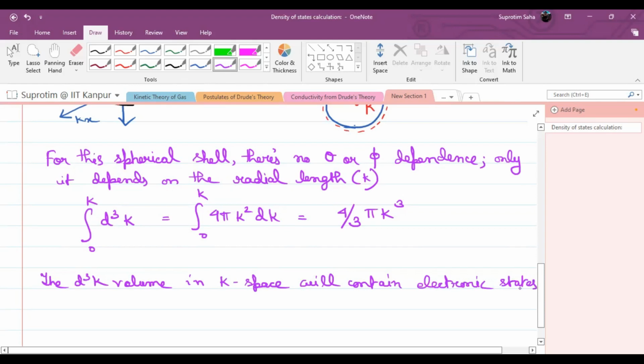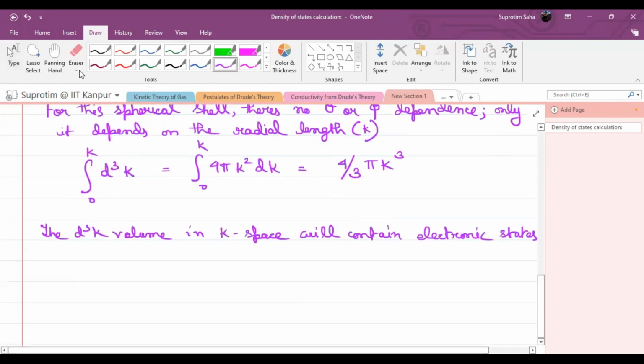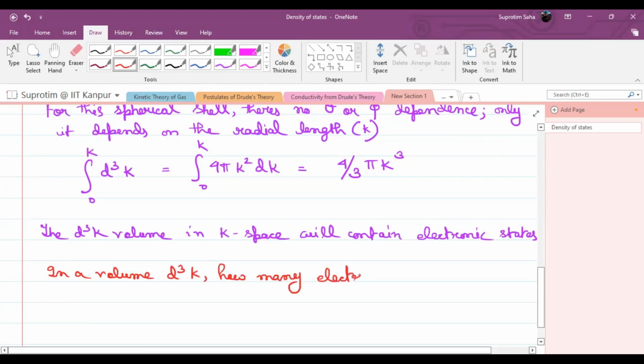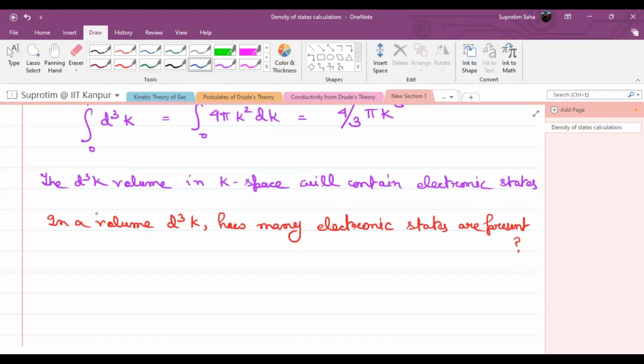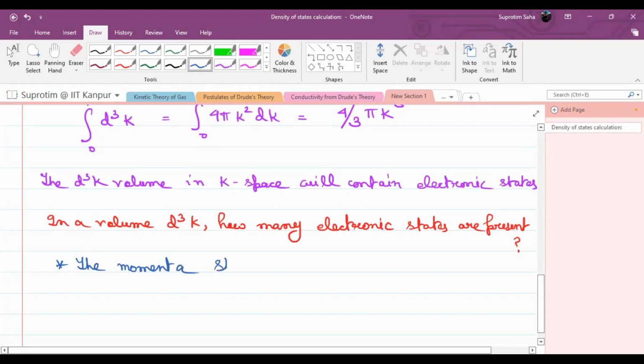Now the question is how many states are there? The question we ask is, in a volume d cubed k, how many electronic states are present? But there's a reminder that the momenta states are discrete. Momenta k states are discrete.